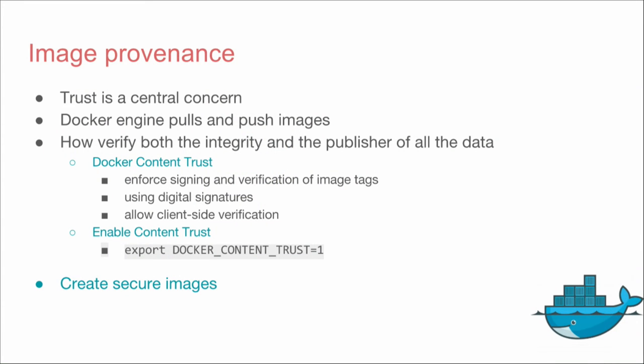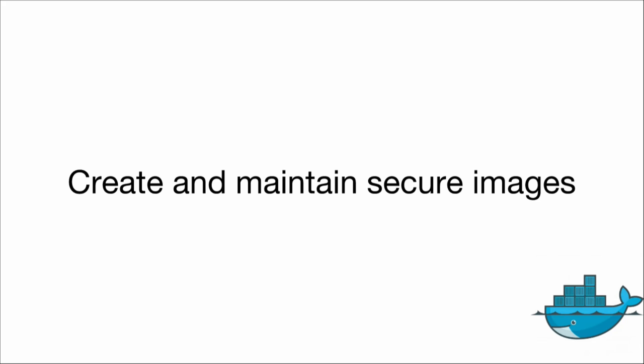And why does Docker use Docker Content Trust and not GPG? Because Docker Content Trust creates a digital signature with a timestamp, so you can disable other images. For example, if an image is no longer available, you have to download it again. With this approach, you will have up-to-date images in your containers. And of course, you have to create secure images, which is the next topic. How can you create and maintain secure images?